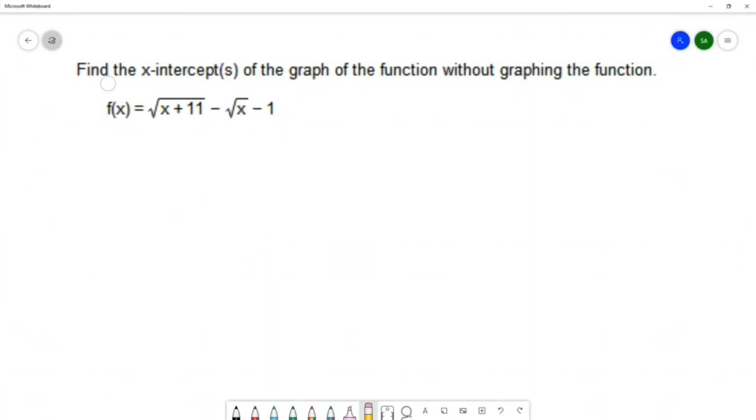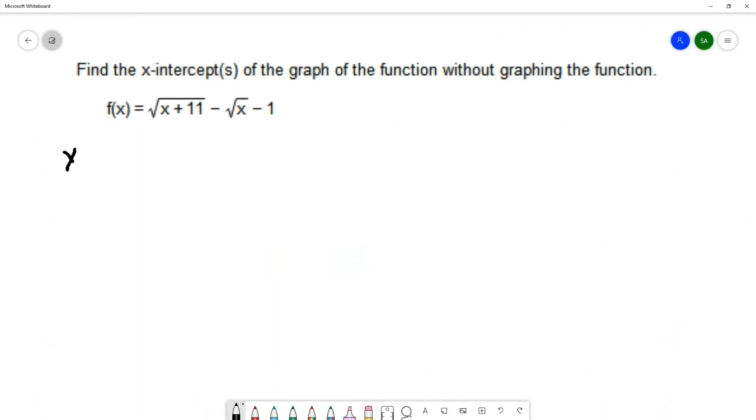In this example, we want to find the x-intercepts of the graph of the function without graphing the function. Our function is f of x equals the square root of x plus 11 minus the square root of x minus 1. And we want to find the x-intercepts of this function.